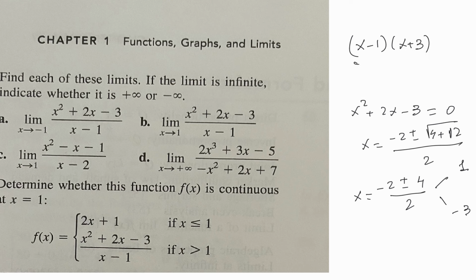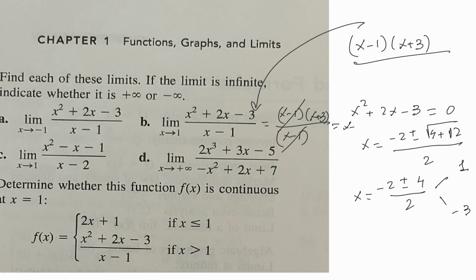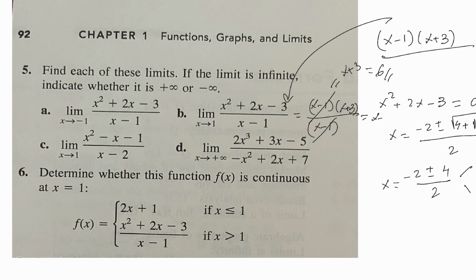So if you plug this into the numerator, it will be x minus 1 multiplied by x plus 3, divided by x minus 1. And now x minus 1 will cancel. This means that when x approaches 1, the limit will be equal to x plus 3, which when x approaches 1 will be 4. So this is the limit when x approaches 1. So you can do the other limits.